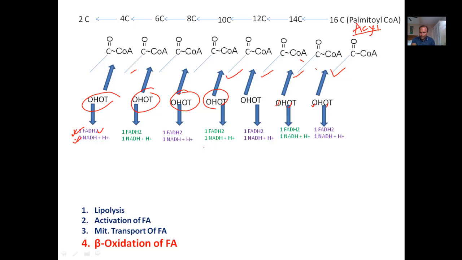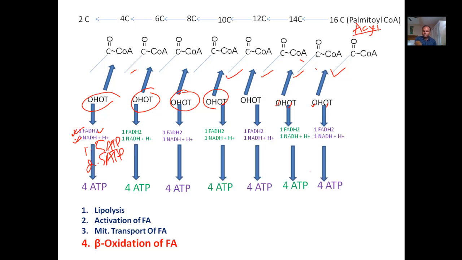So one FADH2 means how many ATP? One FADH2 is equal to 1.5 ATP, and one NADH is equal to 2.5 ATP. So total will be 4 ATP production from each bond.